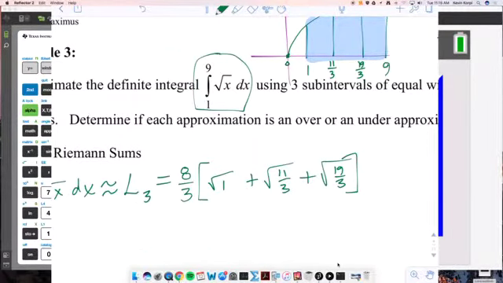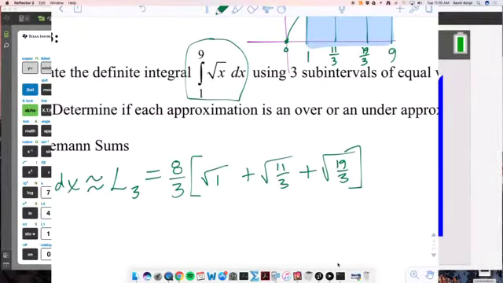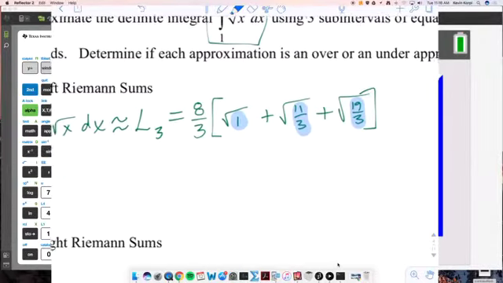So notice we're left justified. We didn't use the 9. We used the 1, the 11/3, and the 19/3. And that's your 2 for 1 again. The values that you're plugging into your function, 1, 11/3, and 19/3, I can see those up above. I know exactly what you're doing. You're plugging those into your function, and your delta x is out front because it's calculated over here. I know that that's 8/3.